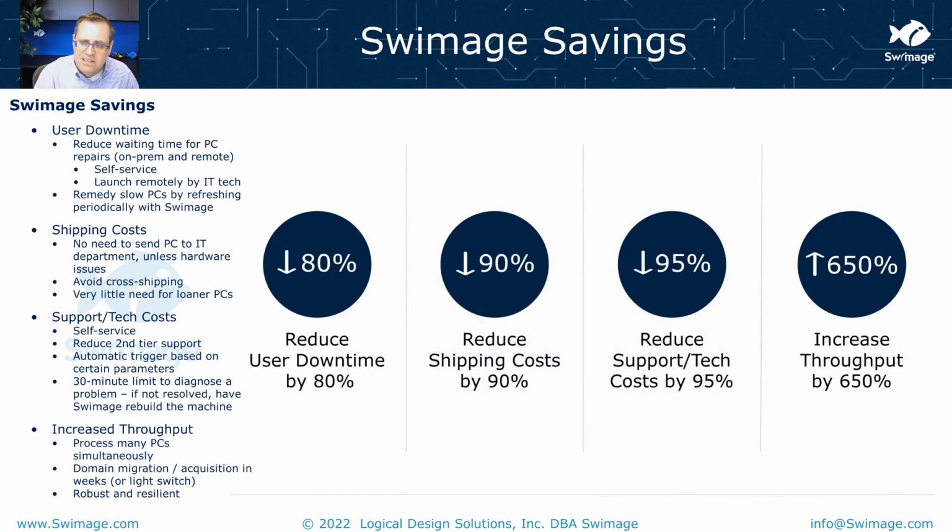Okay. And then finally is the increased throughput. If you have a mass migration, a domain migration, an acquisition, something like that, we can increase the throughput significantly. 650% is this particular example. Again, may vary. But it's because of the snapshot that we can be very aggressive. We're very robust, very resilient, very easy to set Swimage up. It takes very little effort. Swimage is up and running.